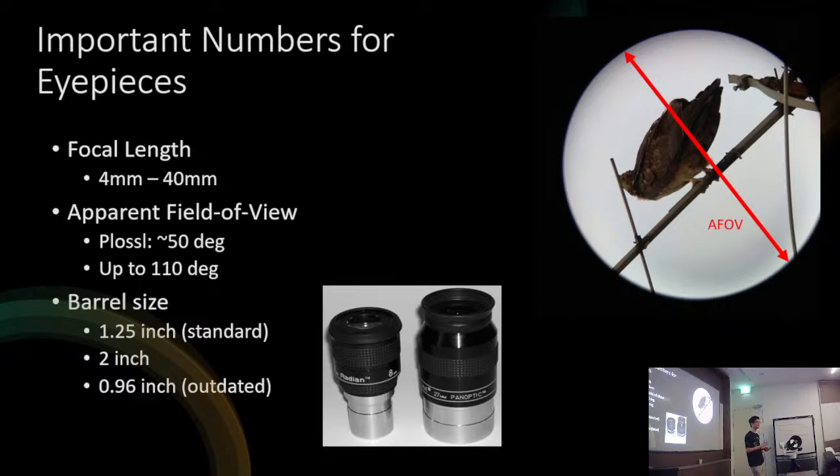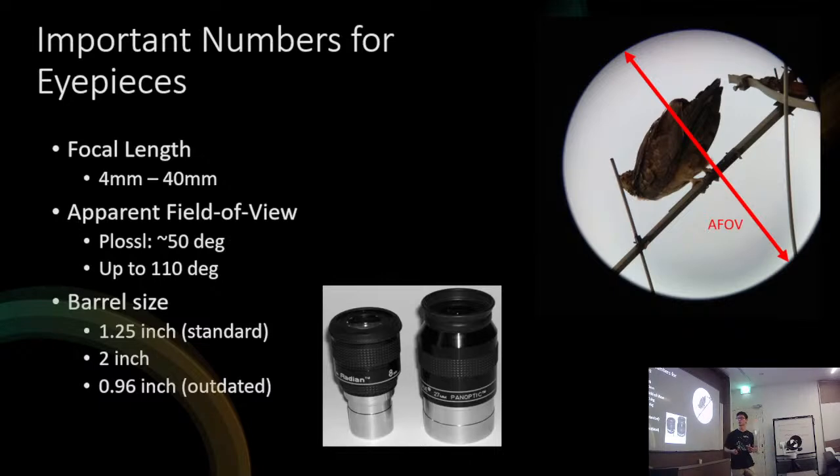The last number that may or may not be important is the barrel size of the eyepiece. Right? So the thing is that your eyepiece has to fit into a telescope, right? So most of the time your telescope has this hole at the back that can accommodate a certain size only, right? Depending on the type of telescope you have.